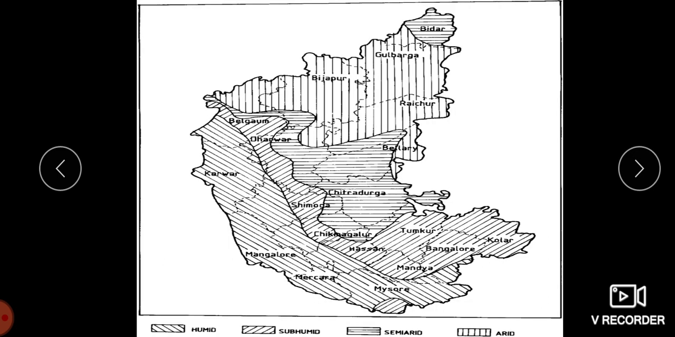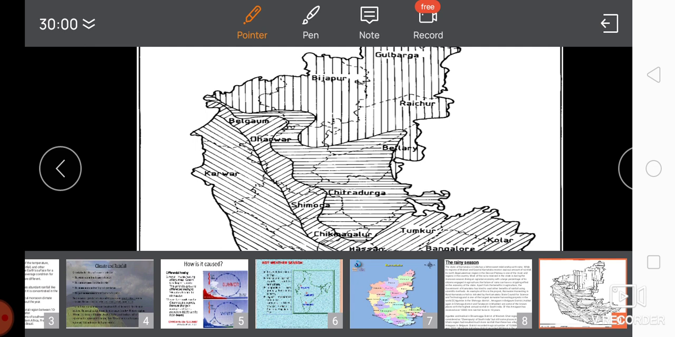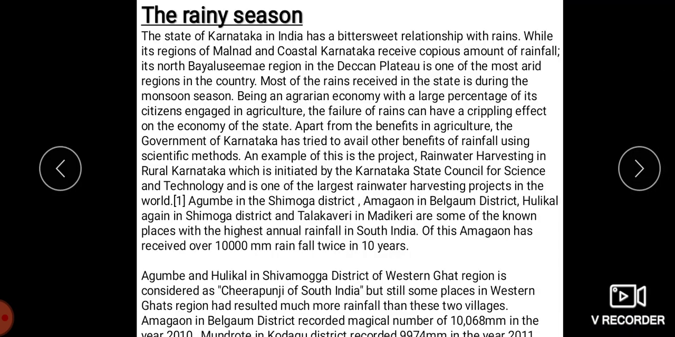See where we can see, this is where we have the humid region, and this is the subhumid, and this is the semi-arid and the arid. So during this rainy season, it is also called the southwest monsoon season.